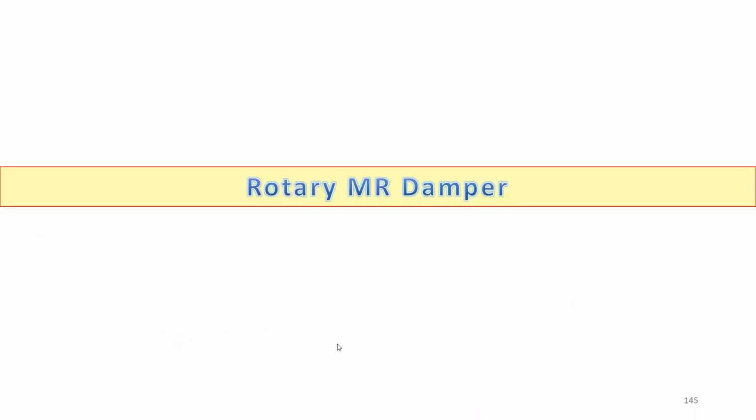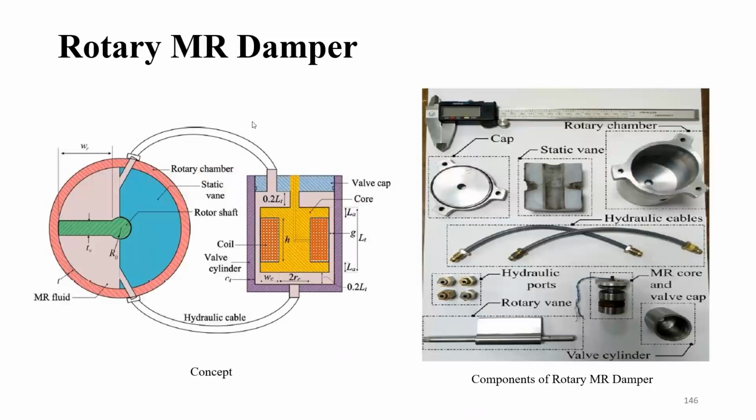This kind of a thing can be studied. Here, rotary MR dampers are also made by certain people, and this rotary arrangement is shown here. This rotary arrangement is similar to this linear. The only difference is that in this rotary arrangement you have a coil, and this is connected to this, and then there is a closure, a cap here.